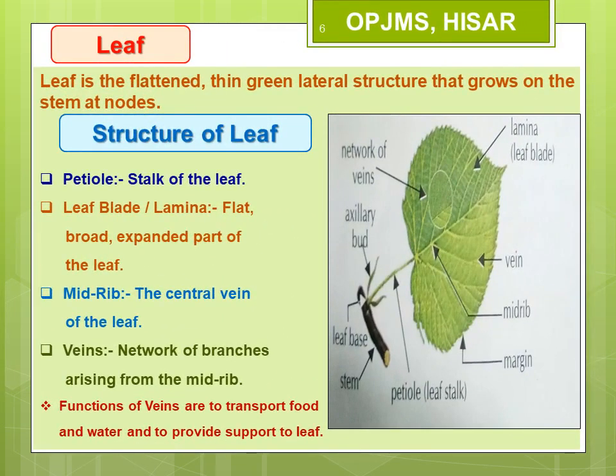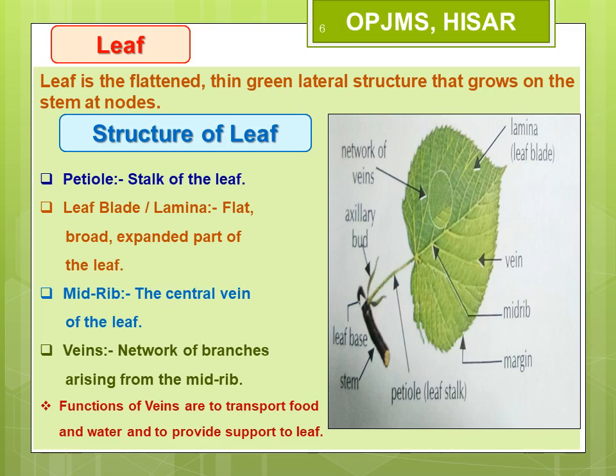Now we shall learn about the second very important structure of the shoot system, that is the leaf. Leaf is the flattened, thin, green and lateral structure attached to the stem. It is also known as the kitchen of the plant as it manufactures food with the help of chlorophyll present in it. The flat green portion of the leaf is known as the lamina or the leaf blade.